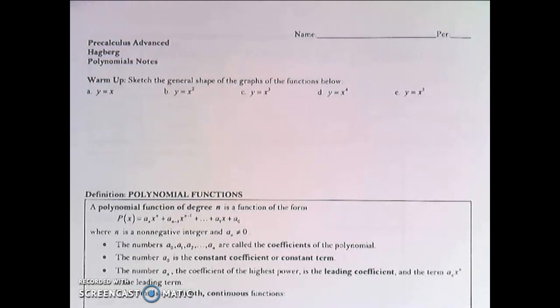All right, here we go with the next unit. This is chapter 3, which talks about polynomials and rational functions. To warm up, I just want to start off by sketching each of these graphs.